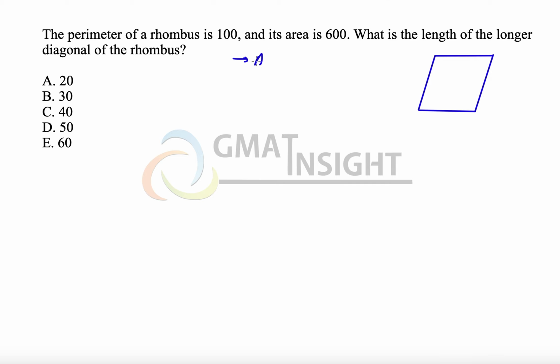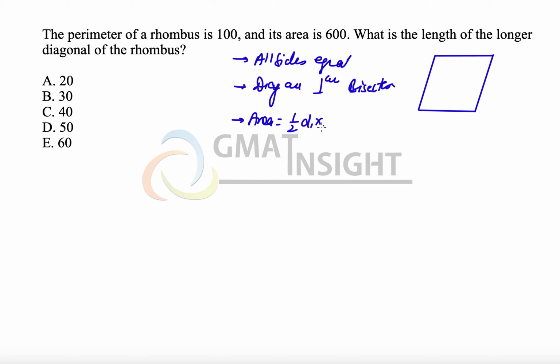Property number 1, all sides are equal. Property number 2, the diagonals are perpendicular as well as bisectors. That means they divide each other into two equal parts. Also, the area of a rhombus is given in two ways. One way is half of d1 times d2, where d1 and d2 are the lengths of the two diagonals.